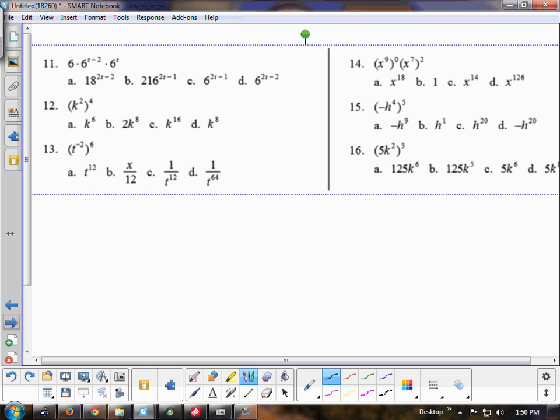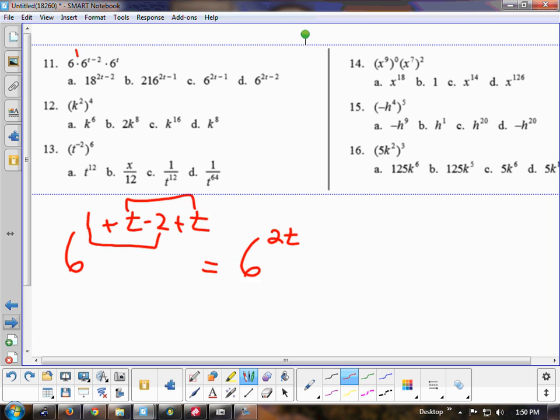Moving on to 11. This one's a little trickier. Remember, we're adding the powers, so there's a 1 there. So this is going to be 6 to the 1 plus t minus 2 plus t. Okay, so we're going to add these up, and this is going to be 6 to the, well, t plus t is 2t, and 1 plus negative 2 is going to be negative 1. Okay, and that's answer C, it looks like. 2t minus 1.